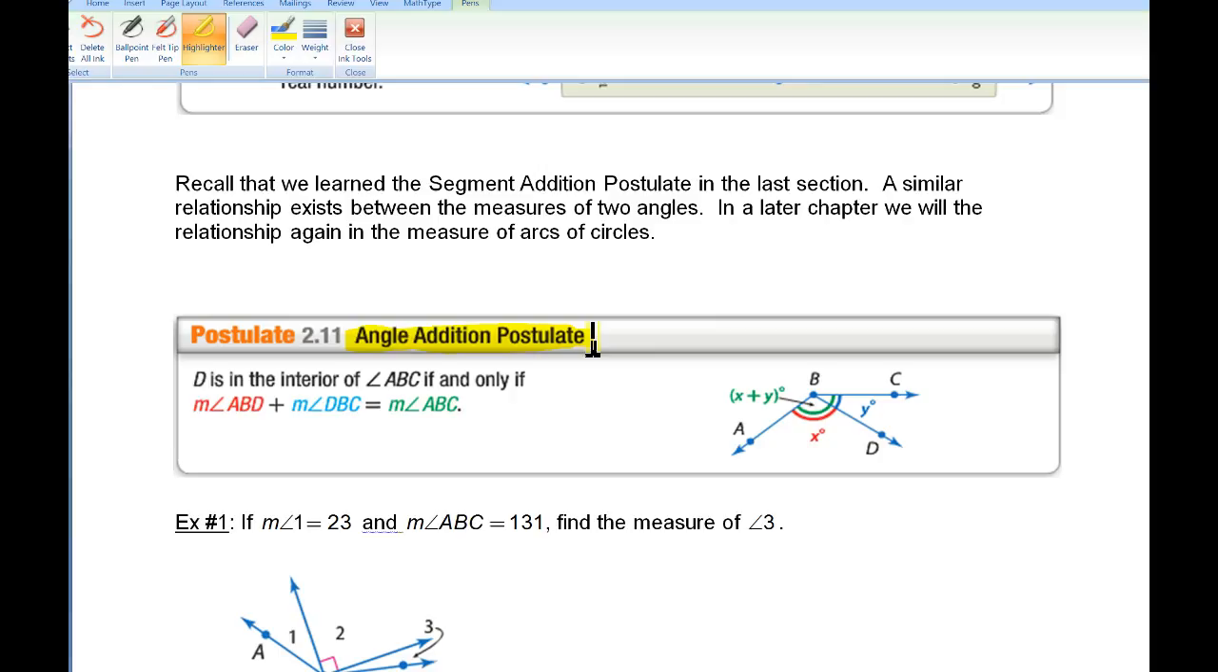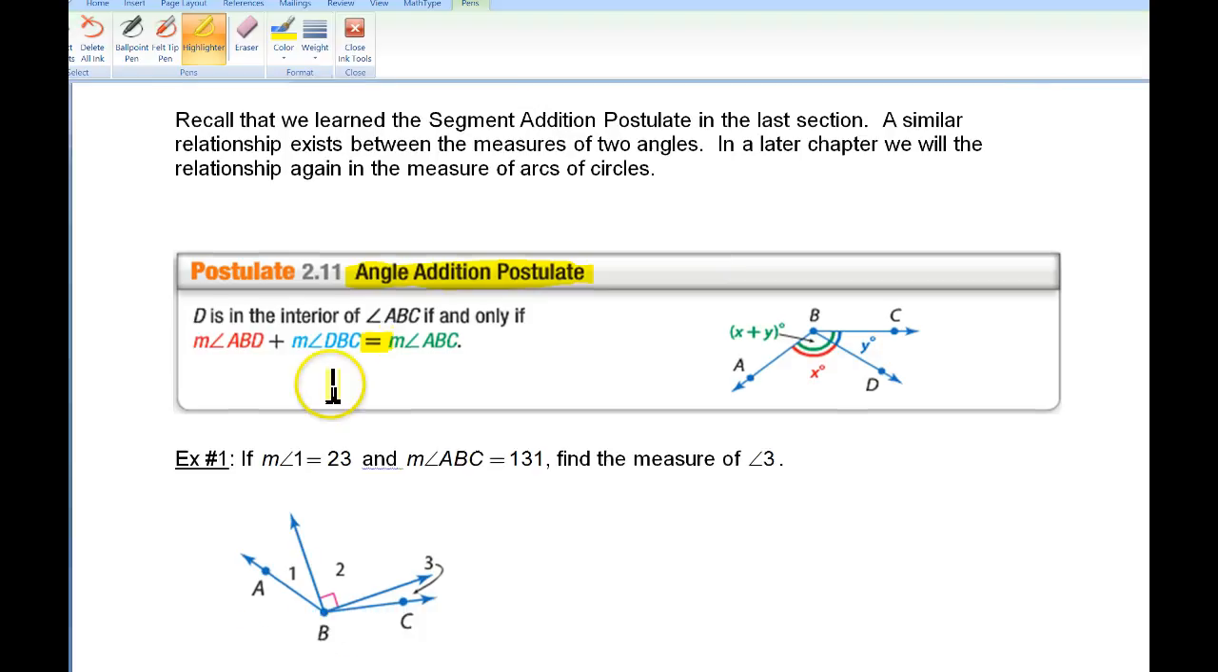Angle addition postulate: if we have a point D in the interior of an angle, then the two adjacent angles add up to the big one. If this is X and this is Y, then the whole thing is X plus Y. Notice it has an equal sign, so we don't have angle addition with a congruent sign. If we know angles are congruent, we just have to switch it over to equals if we want to incorporate this postulate.